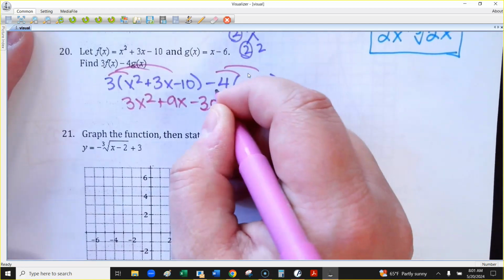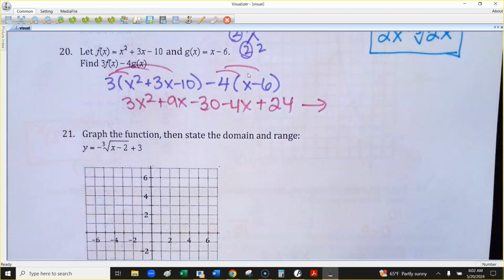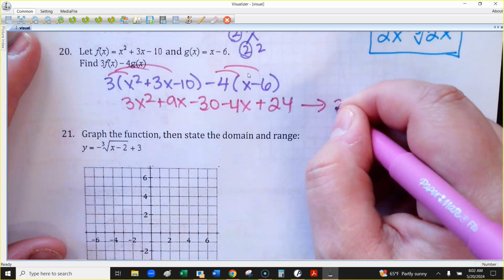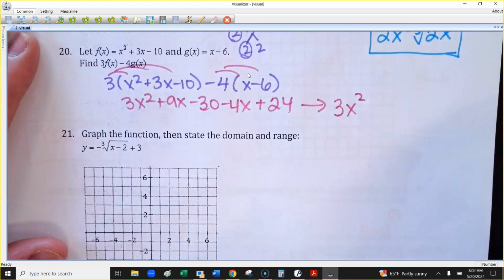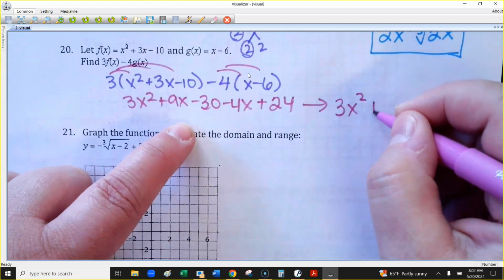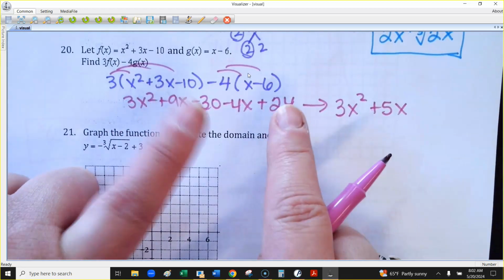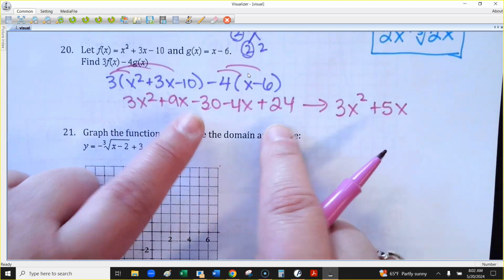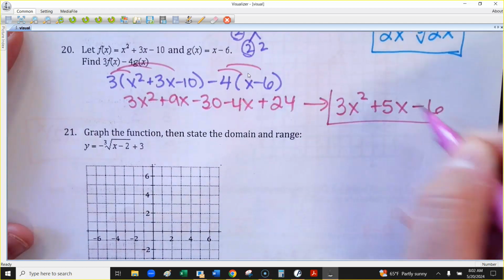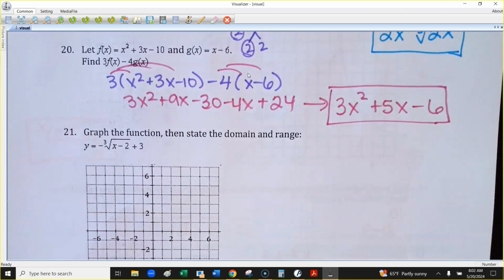Negative times a negative is going to make a positive 24. To answer the question, don't factor anything like that, we're just going to combine like terms. So 3x squared, I only have one of those. For my x's, I've got 9 minus 4. So we have 5x, and then for our constant terms, we have negative 30 and a 24. So negative 6. Don't try to factor or do anything like that. That's just your answer. You're just multiplying and simplifying is all we're doing.